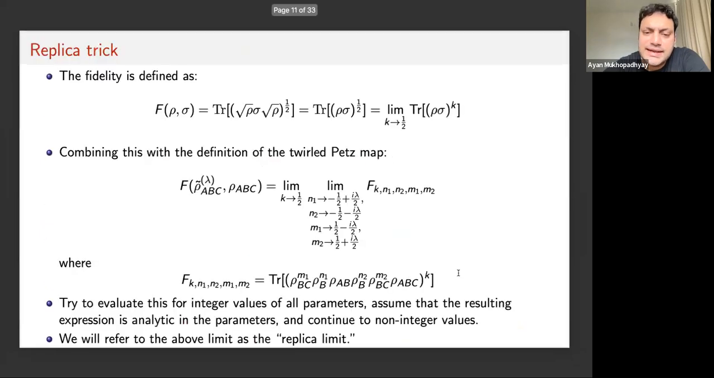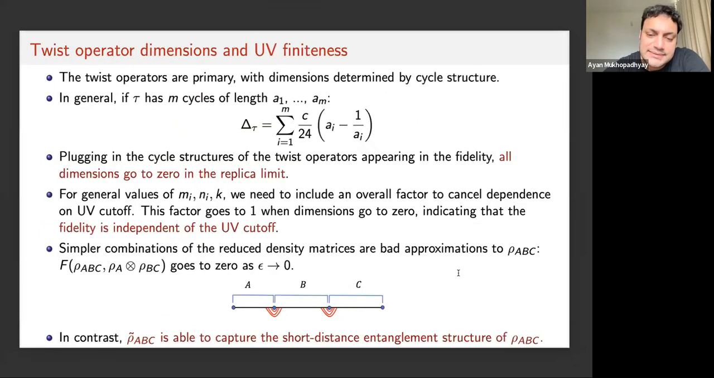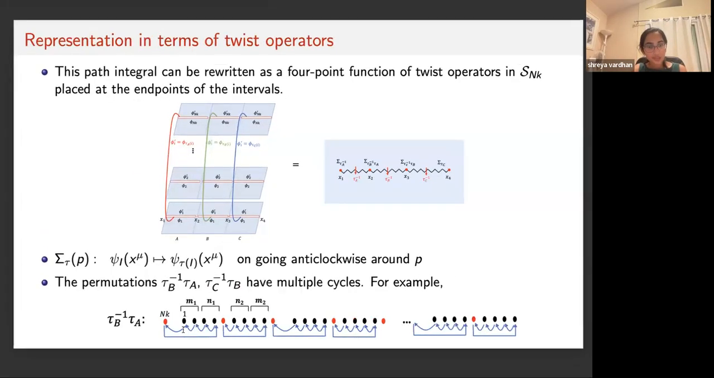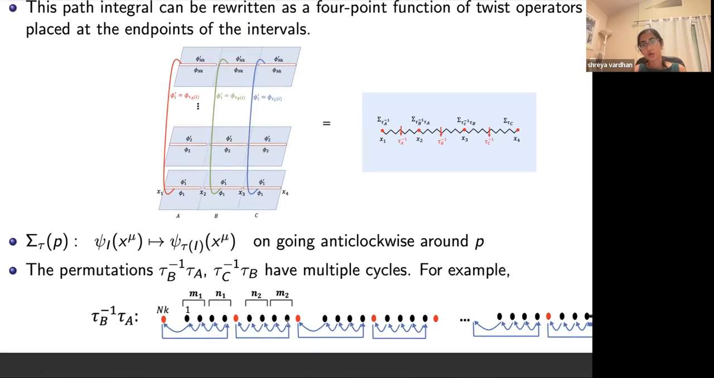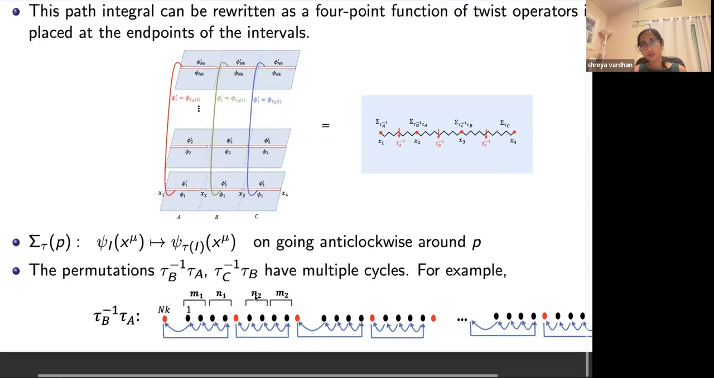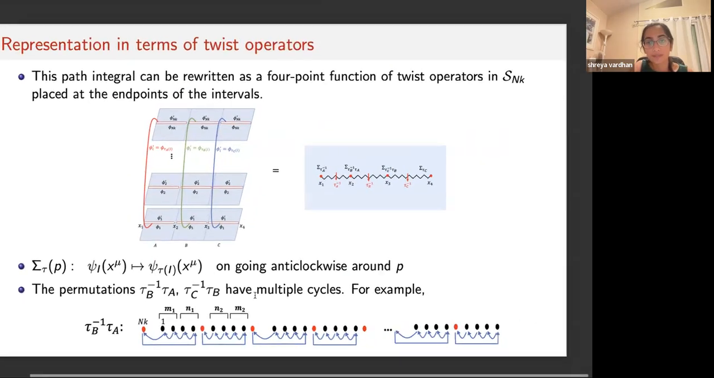The other point I didn't get: because lambda is arbitrary, in the replica limit all dimensions go to 0. Why doesn't it depend on lambda? Where is the lambda dependence coming in? Yeah, that's a good question. One thing you can see here is that the cycle length of this cycle is M1 plus N1 plus 1, and the other is M2 plus N2 plus 1. Those are the things which go into this formula.